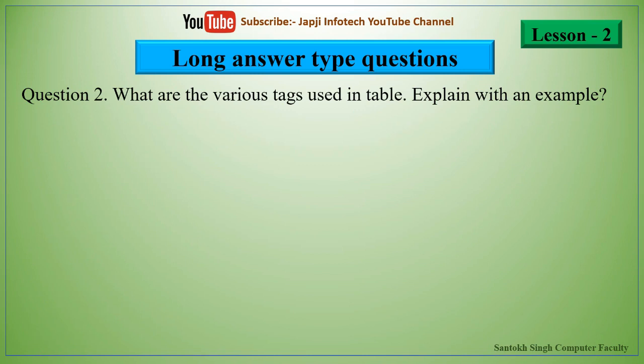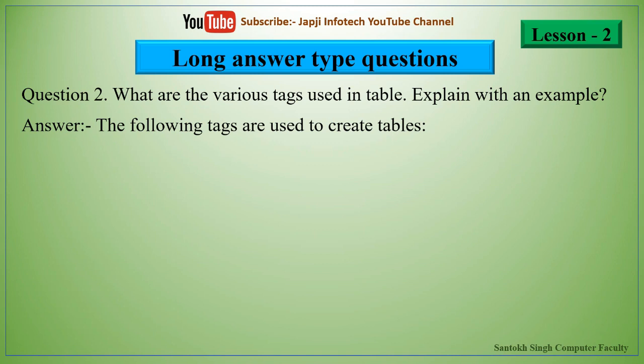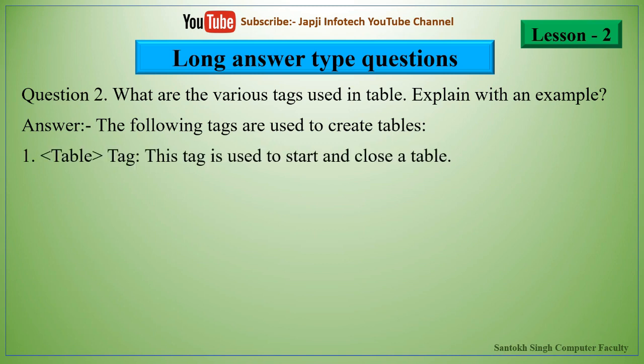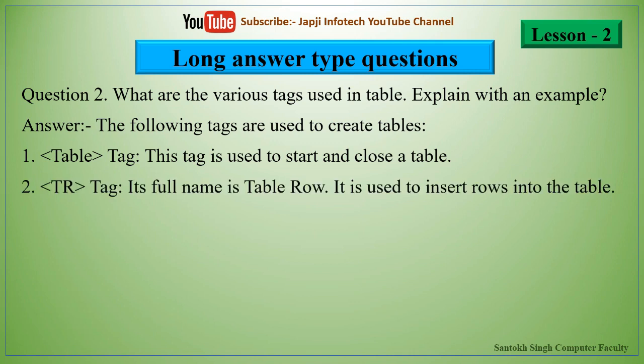So next question is what are the various tags used in table? Explain with an example. So the following tags are used to create table. First one is table tag. This tag is used to start and close the table. Second one is tr tag. Its full name is table row. It is used to insert rows into the table.